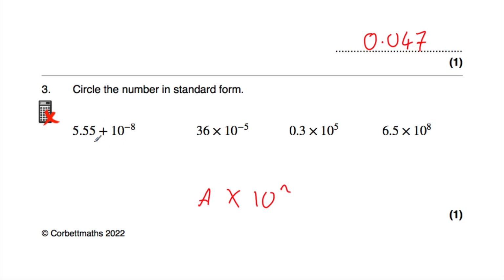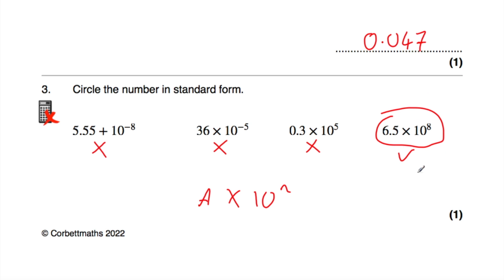So first of all here, I can see we've got a plus sign rather than a multiply, so I'm going to rule that one out. That's not in standard form straight away. This next one, well, the number needs to be bigger than or equal to 1 but less than 10, but this is 36, so no, that's too big. The number can't be 10 or greater, so it's not going to be that one. This one here, 0.3 times 10 to the power 5. Well, it's got the times 10 to the power 5, so it's got the multiplier, but the number needs to be bigger than or equal to 1 at the front, so that one's not going to be standard form either. And that means that this one will be in standard form because we've got a number that's bigger than or equal to 1 but less than 10, 6.5. And then we've got the multiplier and then 10 to the power of 8, so that number is in standard form.